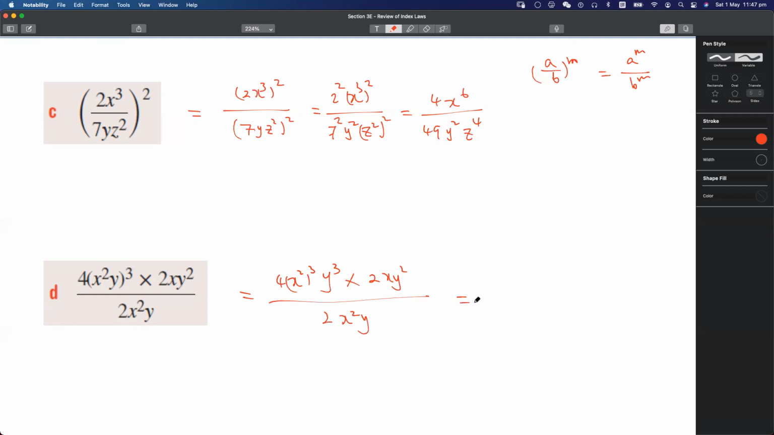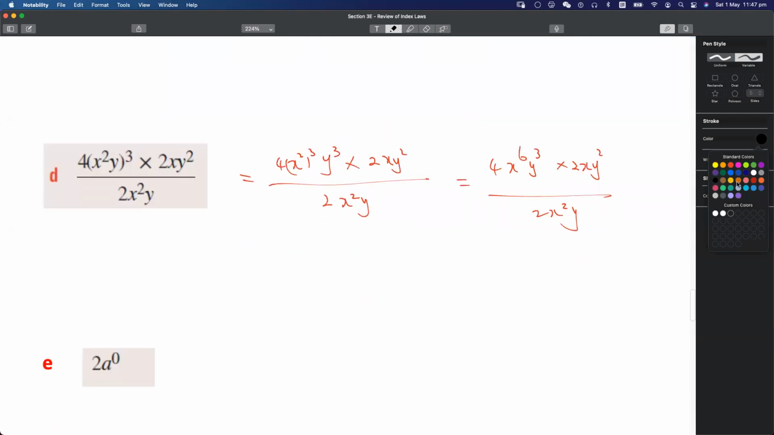Okay, so that's equal to 4x to the power of 6 y cubed times 2xy to the power of 2 over 2x squared y. All right, we can simplify here. Let me use a different color. So this is x to the power of 6. So x to the power of 6 divided by x squared makes this x to the power of 4.